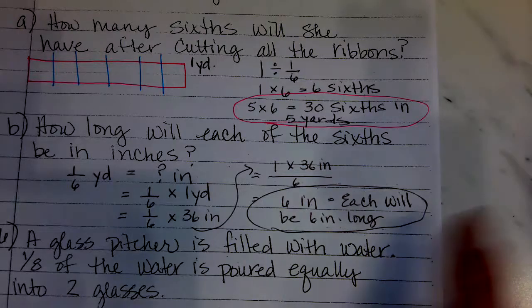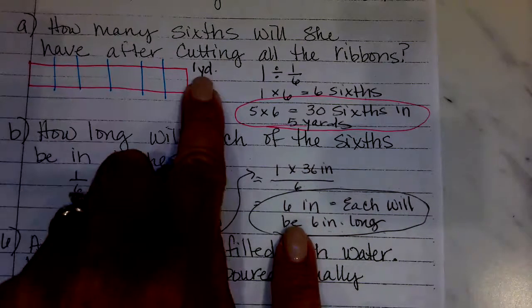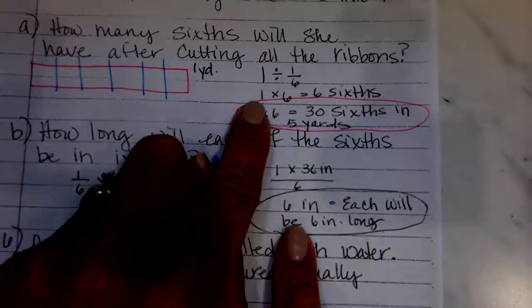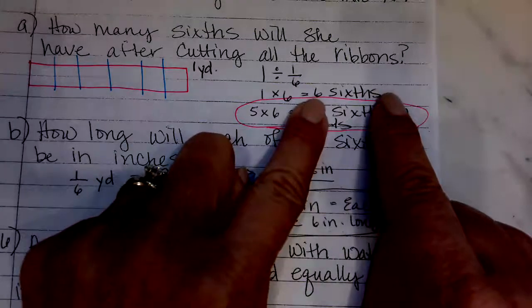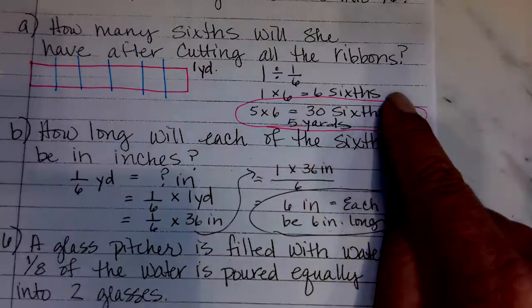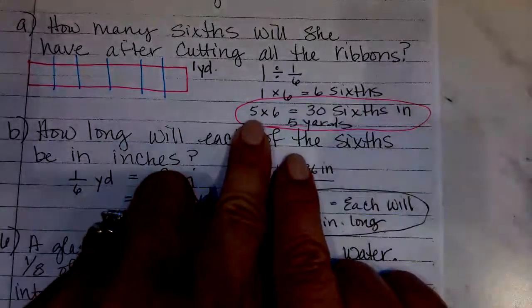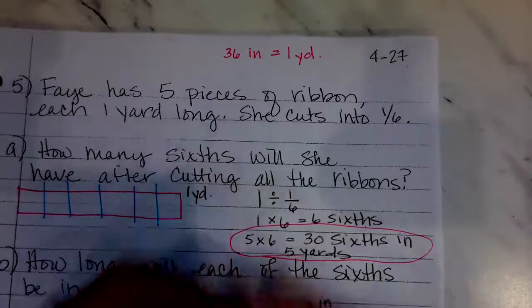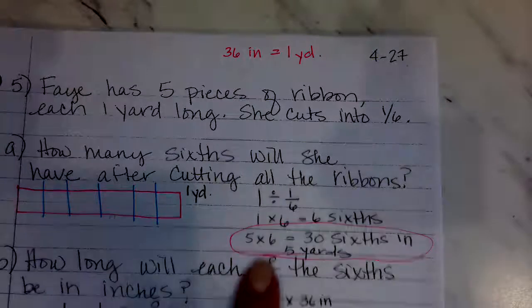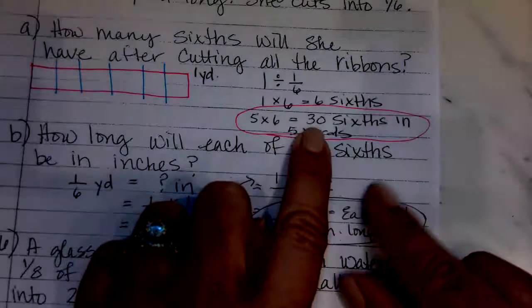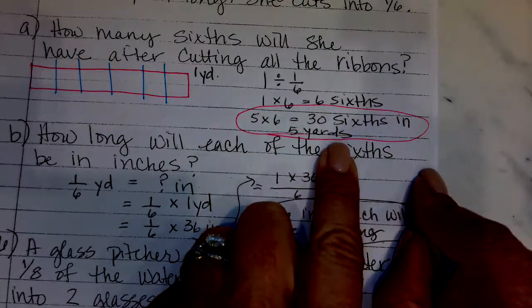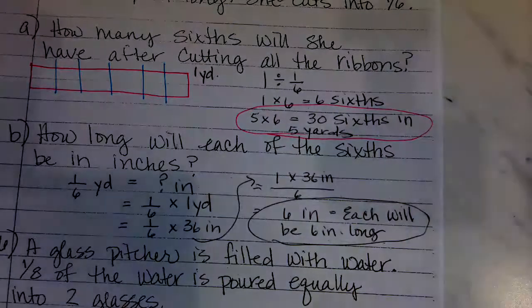Okay, here we go. Here's my tape diagram. Here is 1 yard. So 1 divided into 6 becomes 1 times 6. So you have 6, 6. Then if you multiply 5, because we have 5 yards, 5 times 6 is 36 in 5 yards. So there'll be 36 in 5 yards.